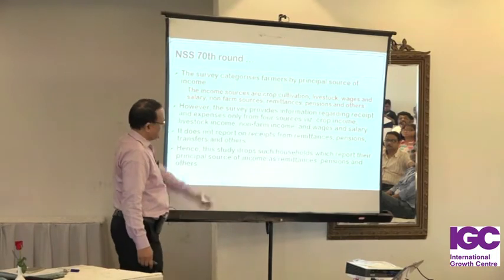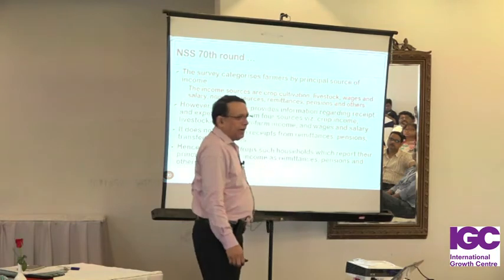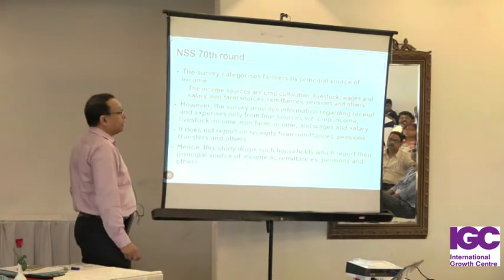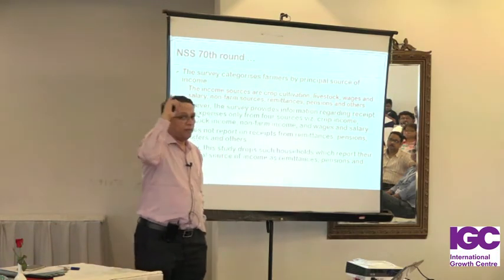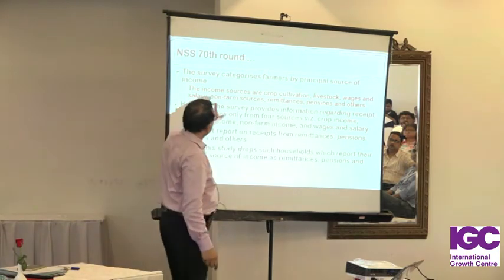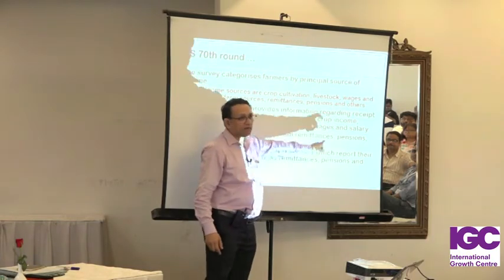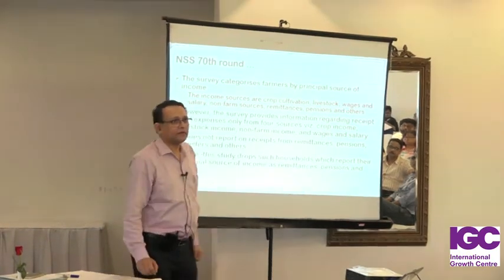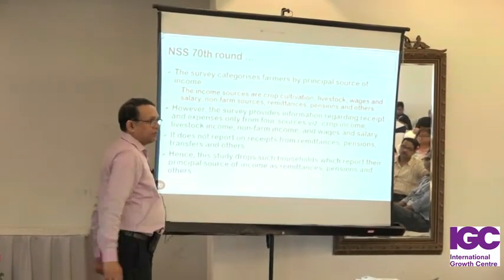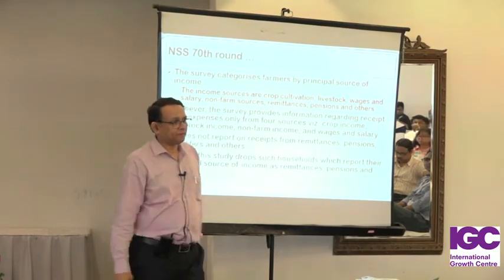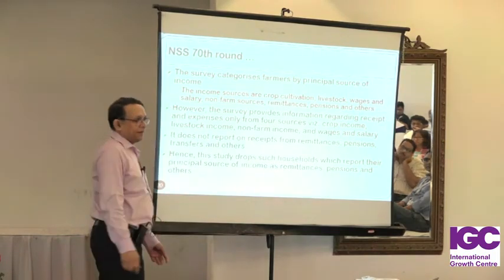Do some categorization based on the principal source of income. Here is the thing: a household is declaring itself as an agriculture household, but its principal source of income can be a non-farm source or remittance or pension. But it has declared itself as an agriculture household because they got 3,000 rupees from one cow in the backyard, and somebody said that I am working full time.